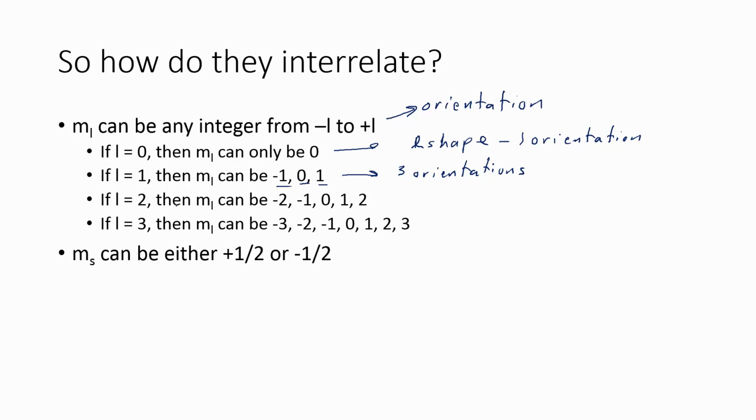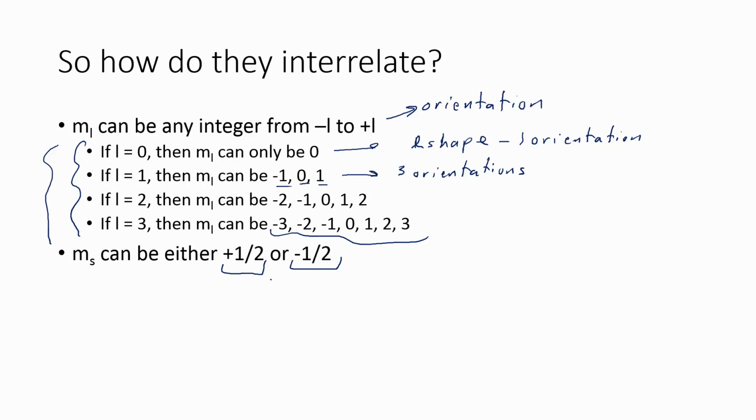Then the same thing, L equals 2, 5 different possibilities. L equals 3, 7 different possibilities, and so on. We really don't have anything above L equals 3. We don't have any atoms that really have a designation of larger than that, at least not anything stable. So we're going to limit ourselves to L from 0 to 3 here. Now M sub s, the quantum spin number for the electron, can either be plus 1/2 or minus 1/2 for electrons.